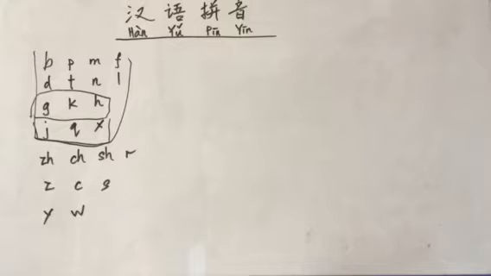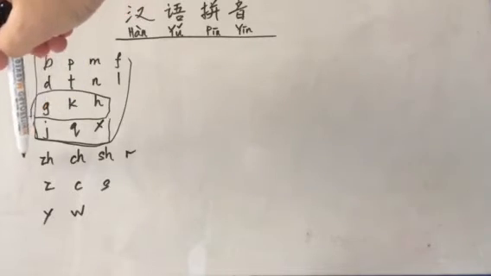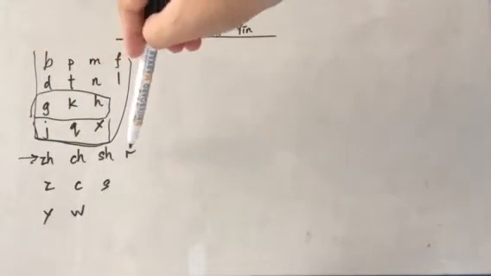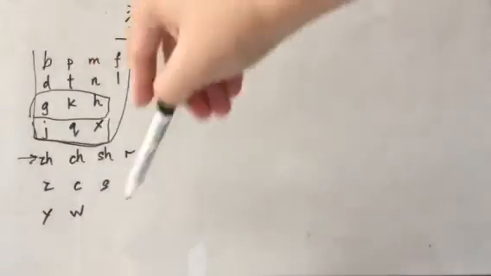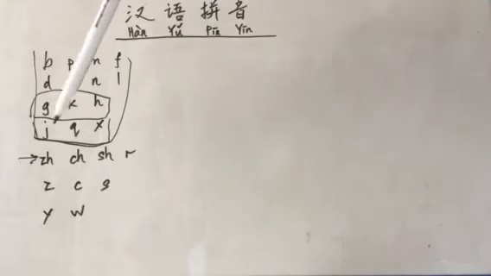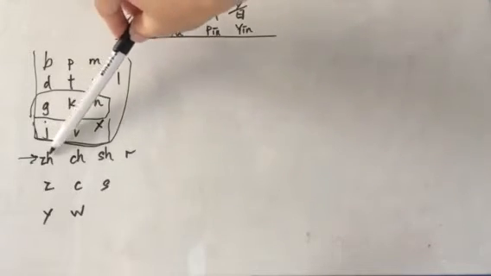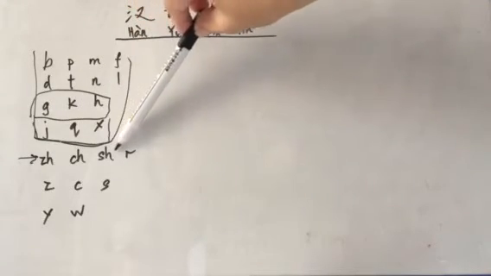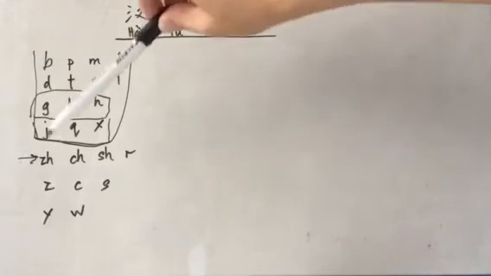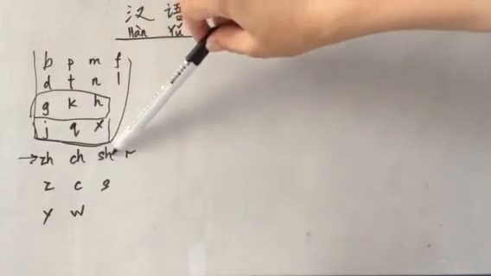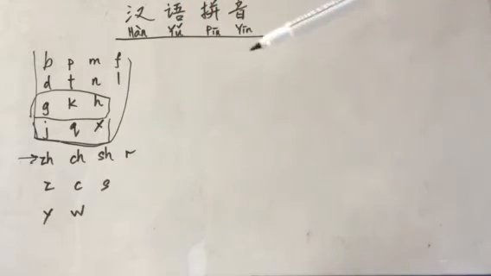Today we will continue learning our initials of Hanyu Pinyin. We will be learning this row today. 知, 吃, 诗, 日. These are initials, all the initials in Hanyu Pinyin. And today we will be learning 知, 吃, 诗, 日. Listen carefully to the sound. 知, 吃, 诗, 日.